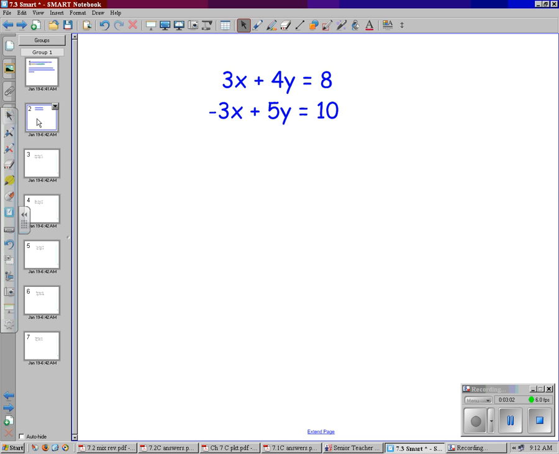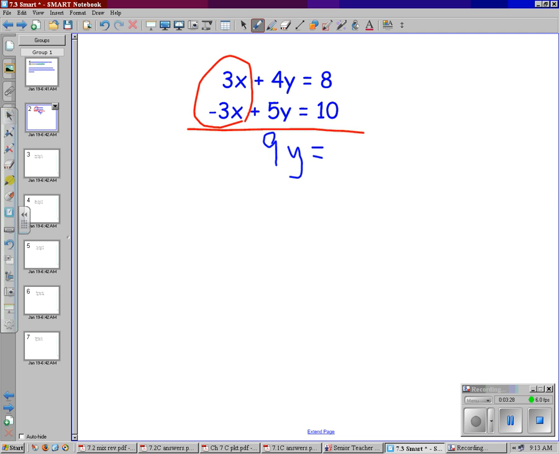We're going to add the two equations together. When I add those two equations together, I got 3x and negative 3x right here that I'm going to add. What happens with 3x and negative 3x, ladies and gentlemen? They cancel. We get 0. So those are totally gone. How about 4y and 5y? Is it a negative or a positive? It's positive. It's a positive 9y.